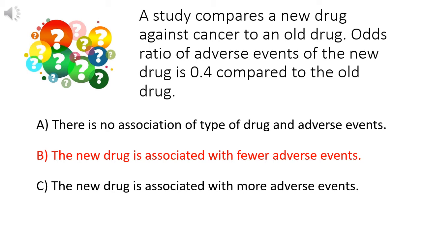The odds ratio 0.4 is lower than 1. It means that the new drug needs to be associated with fewer adverse events.